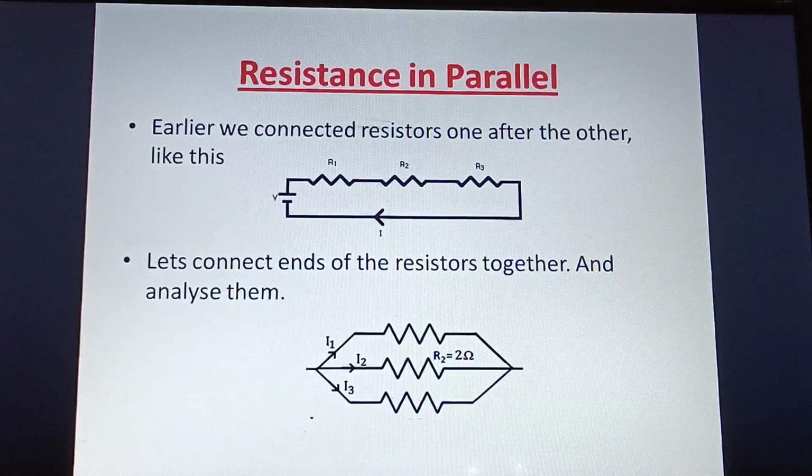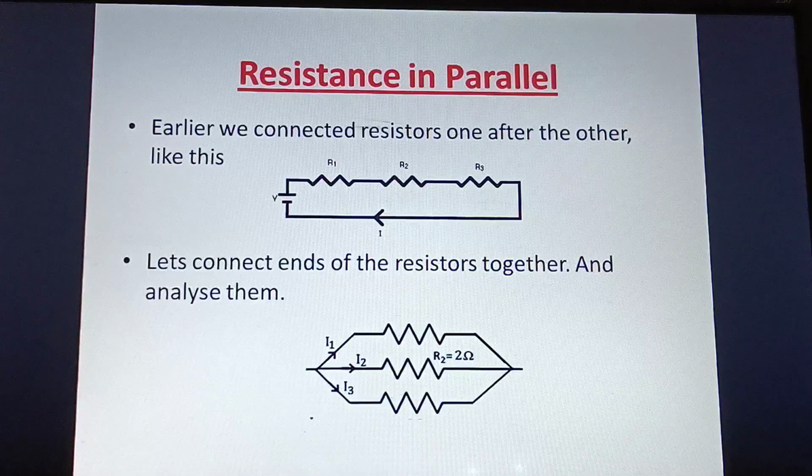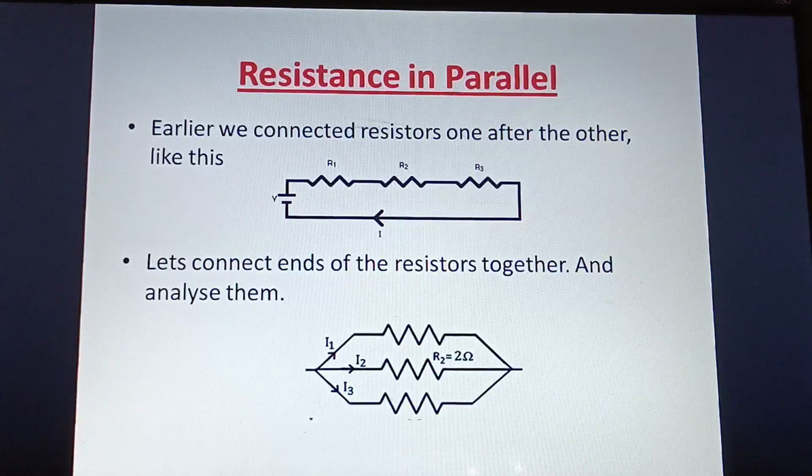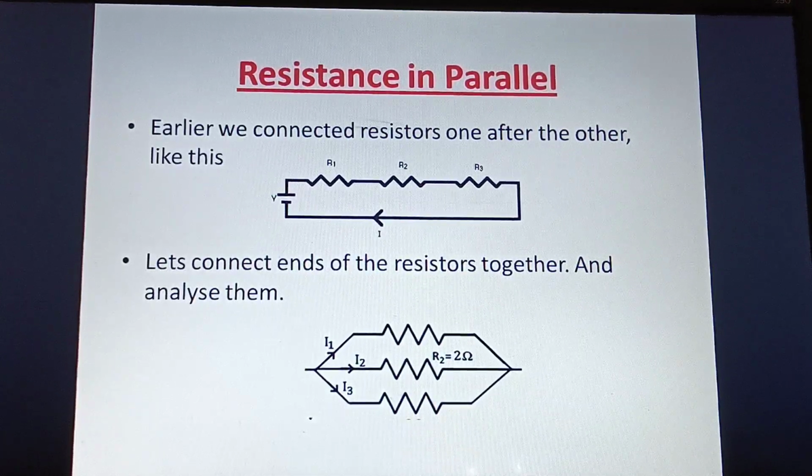Good morning students. In the previous class we had seen resistance in series, where the current is constant and the voltage gets distributed. Today we will move on to resistance in parallel.